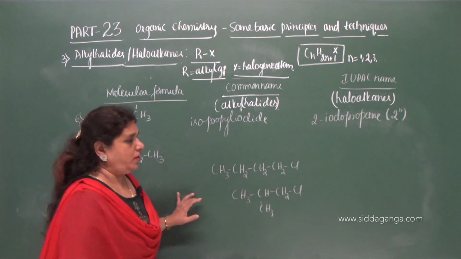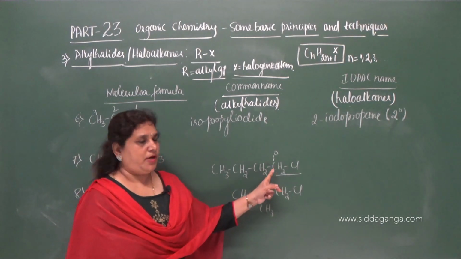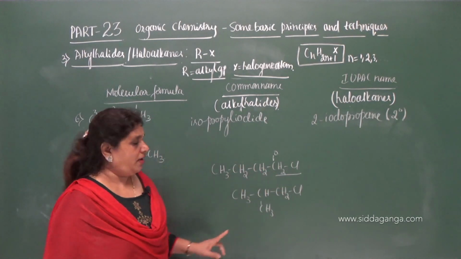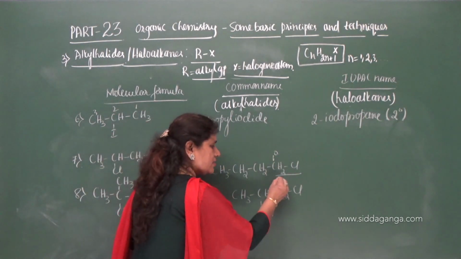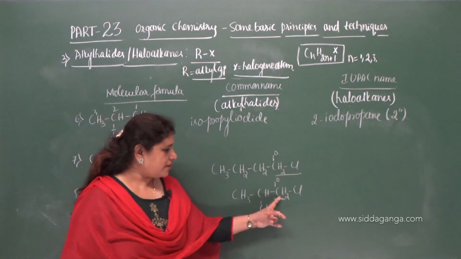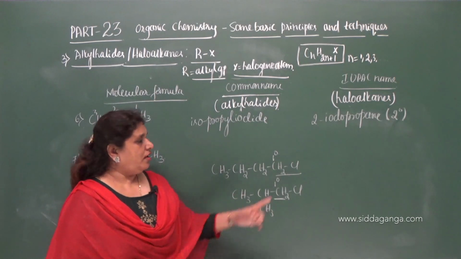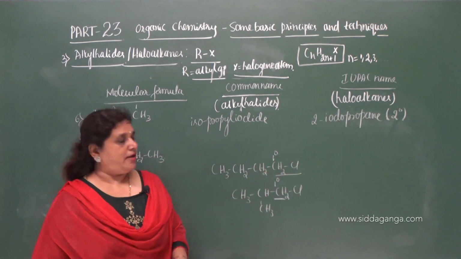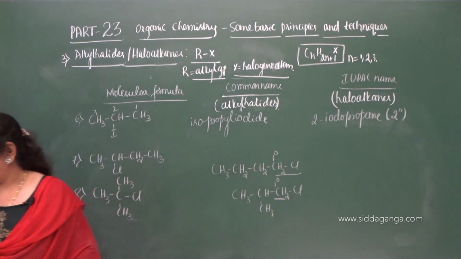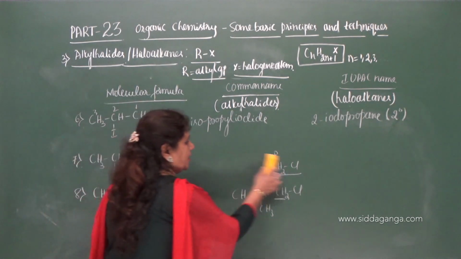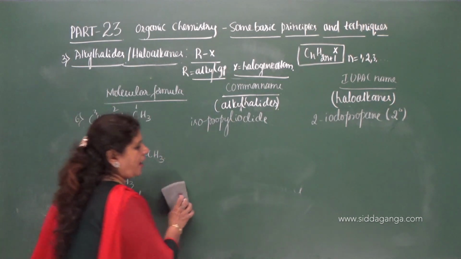N-butyl chloride is primary, because this carbon is primary, as it is bonded to only one other carbon. What about isobutyl chloride? This is also primary, because this carbon is also bonded to only one carbon. So in N-butyl chloride the chlorine atom is bonded to a primary carbon, and in isobutyl also the chlorine atom is bonded to a primary carbon. Therefore, N-butyl chloride and isobutyl chloride are examples of primary haloalkanes.